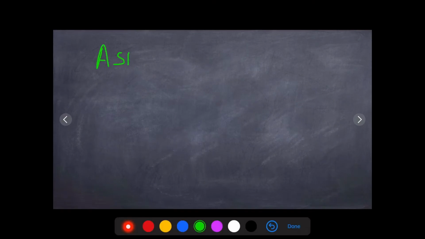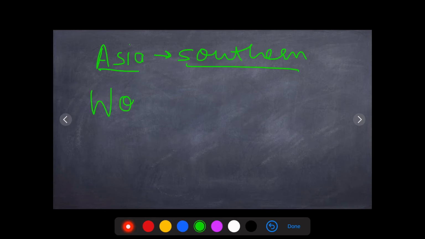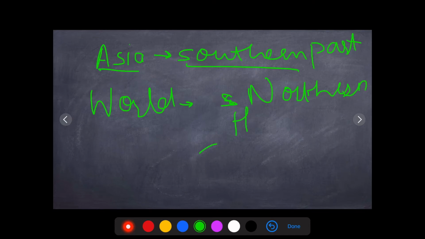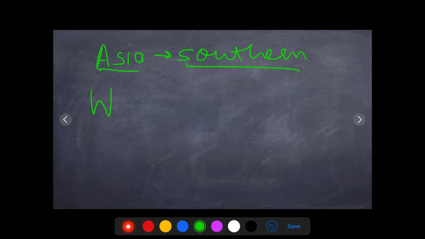India in Asia, it is in the southern part. Remember this, because this is very important. In Asia, it is in the southern part, and at the world level, if we talk, then it is in the northern. So southern means this part. Okay, in Asia, southern part, not hemisphere, and in the world, northern hemisphere and eastern hemisphere. Okay, when we talk about the world, then it is northern and eastern hemisphere. About Asia, it is the southern part of Asia.